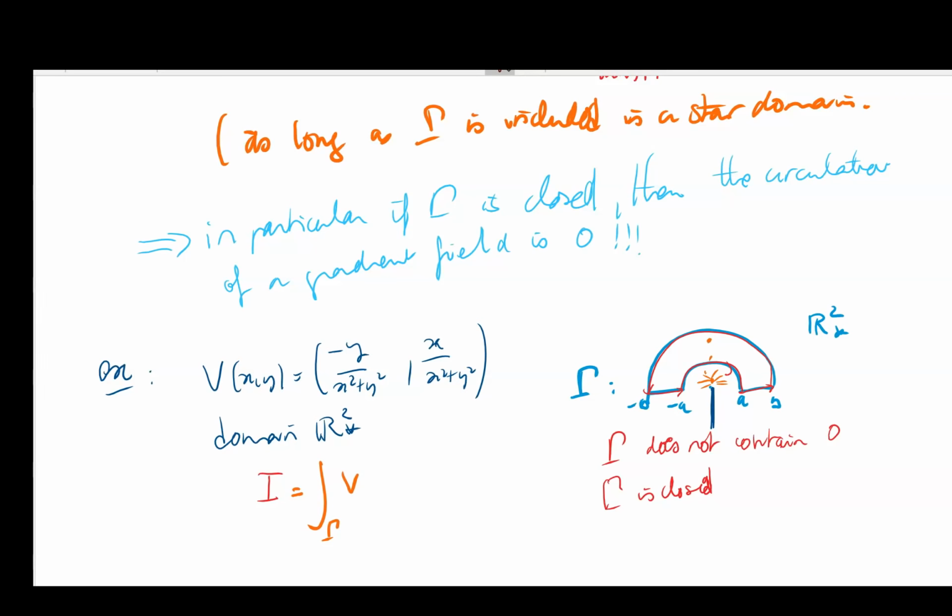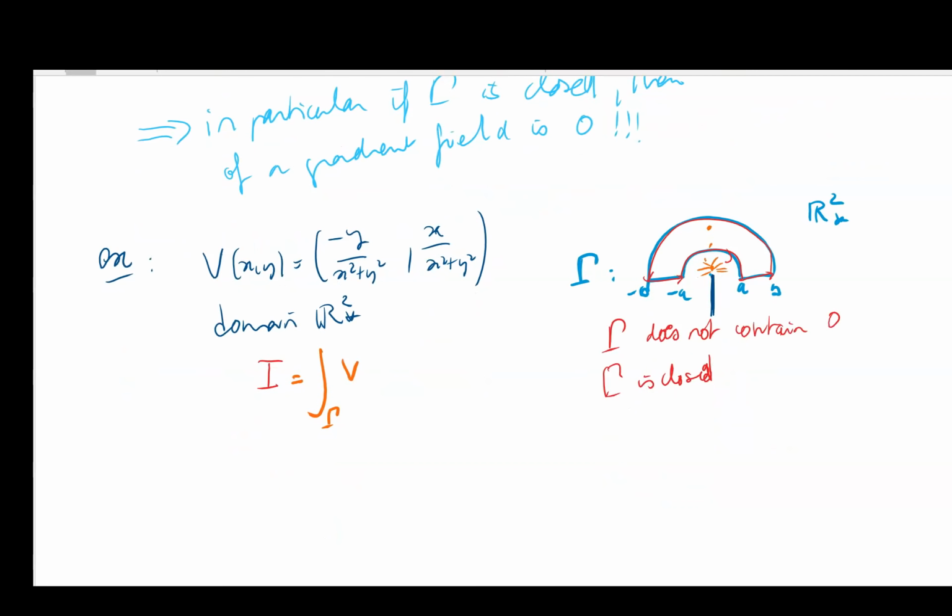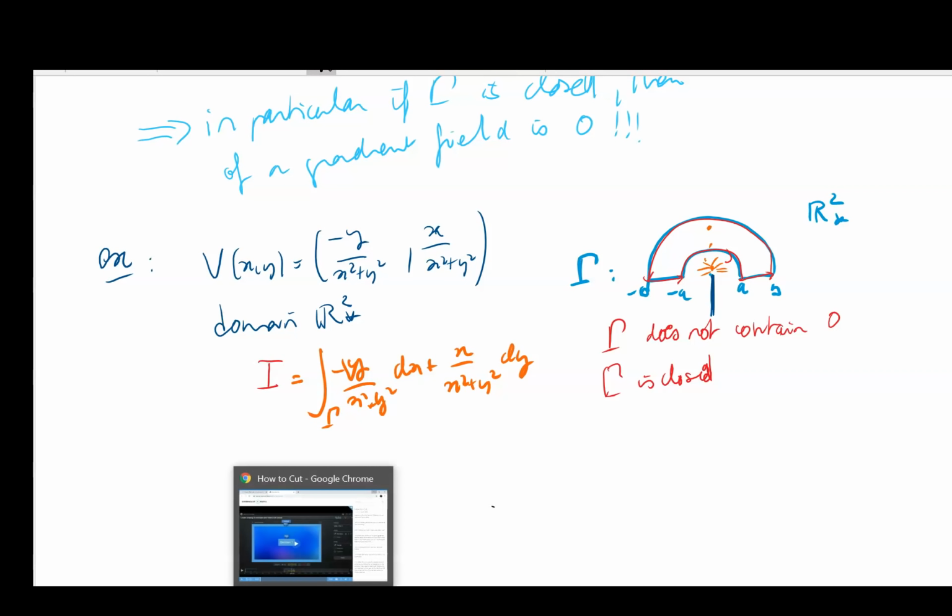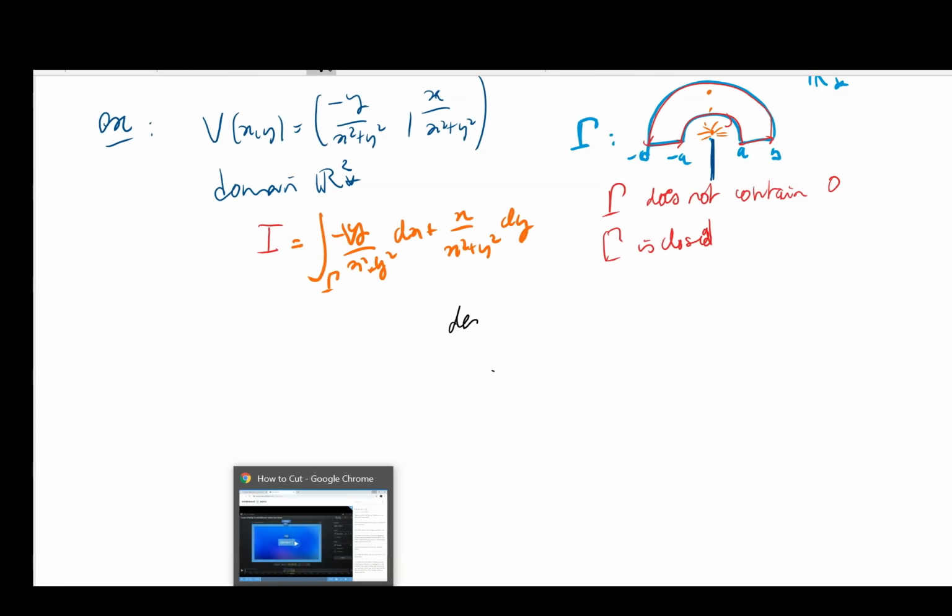So what are we going to get? I can write this as the integral of minus y over x² plus y² dx plus x over x² plus y² dy. But now we know better. We know how we can describe this curve. So the first work is going to be the description of the curve gamma.